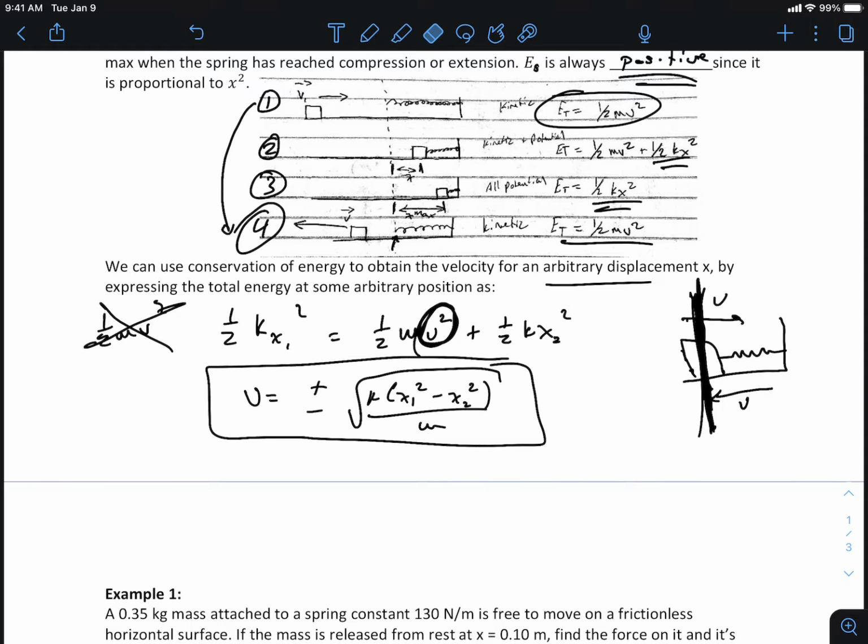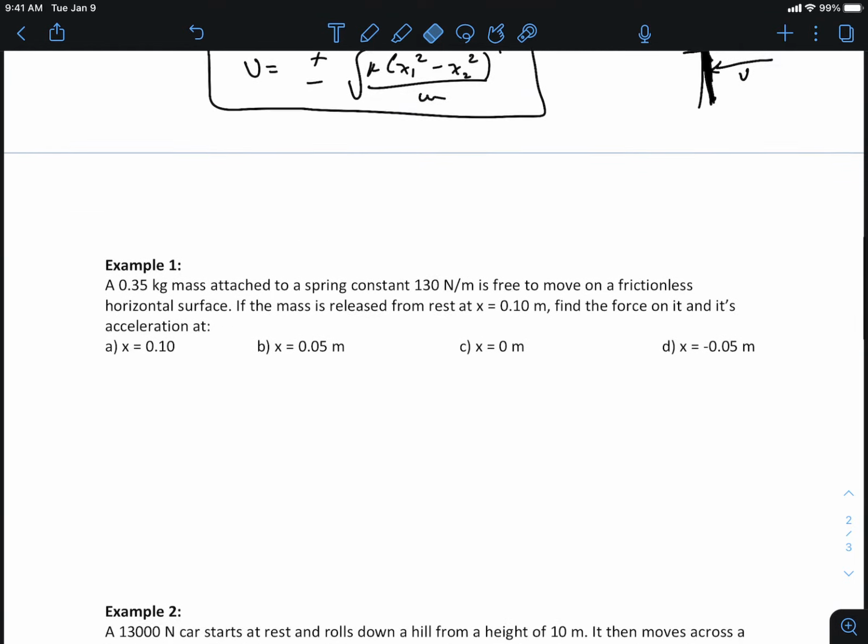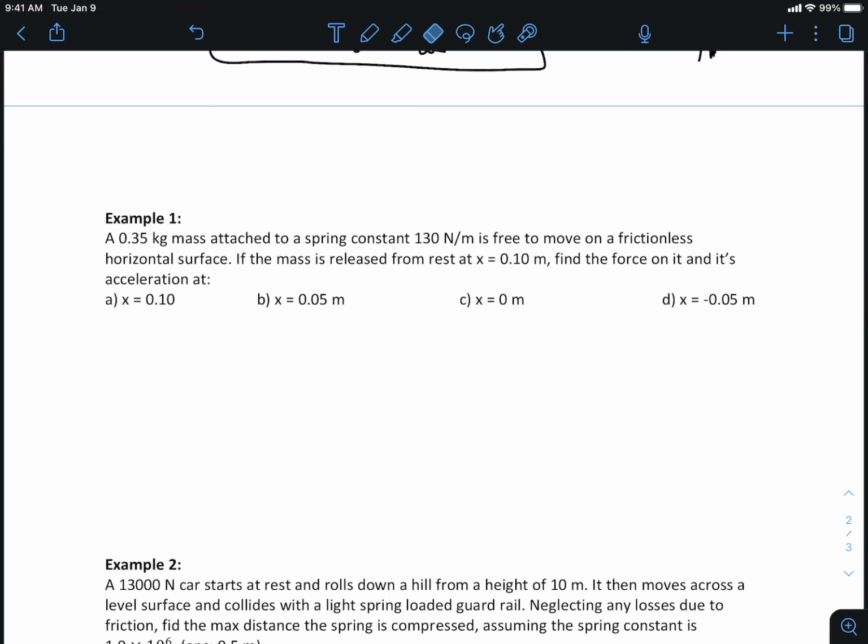Okay, so let's jump down. We'll have a look at example 1 here. A 0.35 kilogram mass is attached to a spring whose constant is 130 newtons per meter. It is free to move on a frictionless horizontal surface. If the mass is released from rest at x equals 0.1, find the force on it and the acceleration at each of those points.